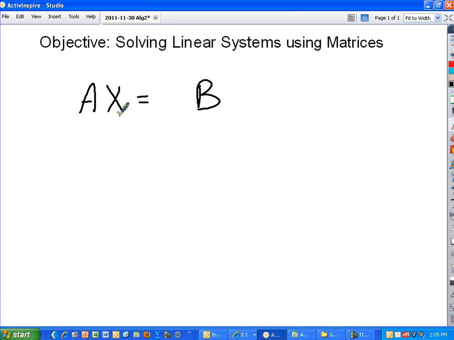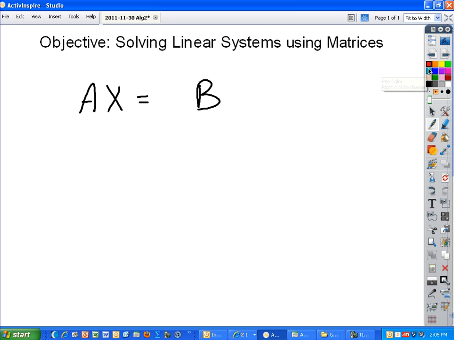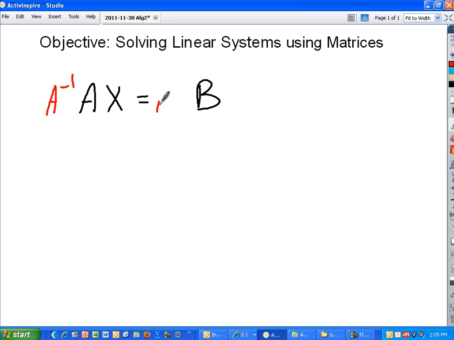Times it by one over. It looked like a reciprocal, but it's not truly a reciprocal. It's the inverse. There we go. Good. That's what we do.